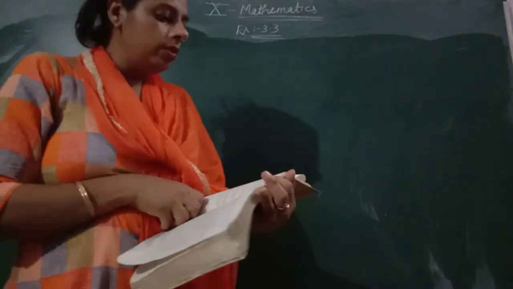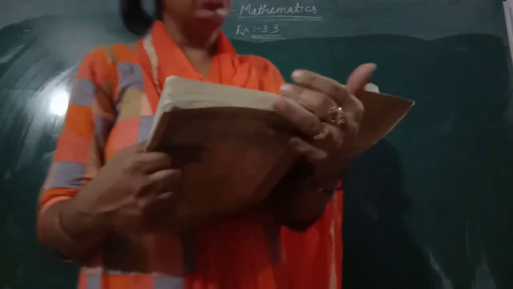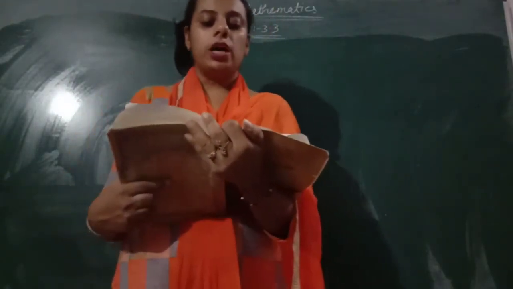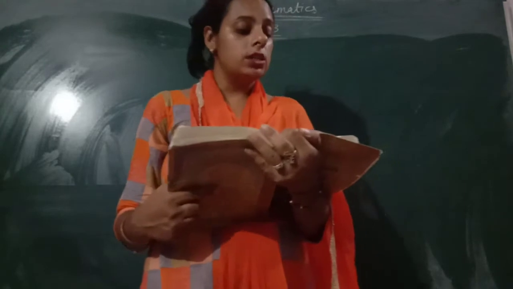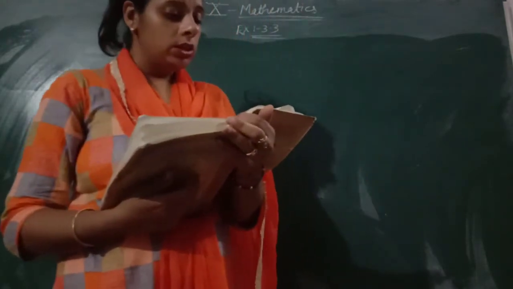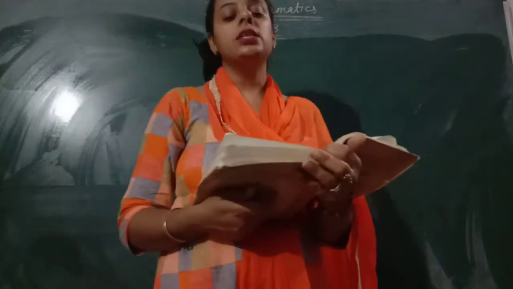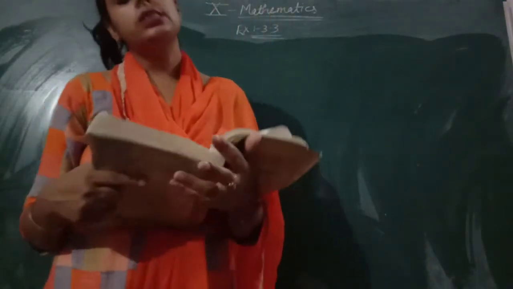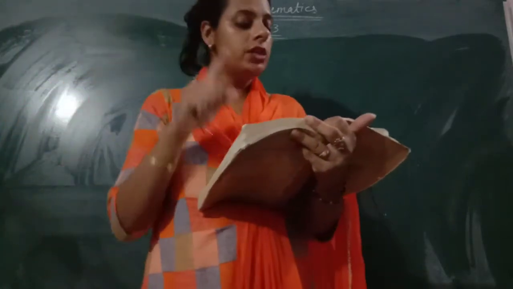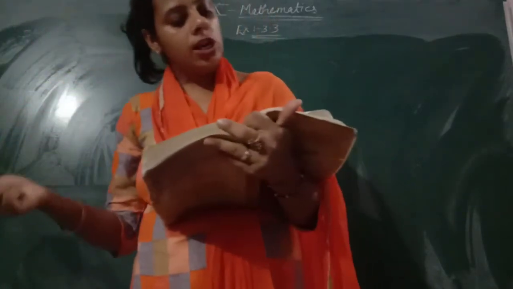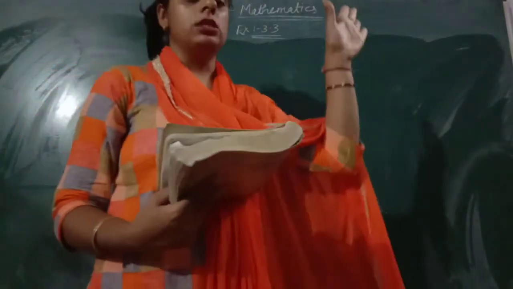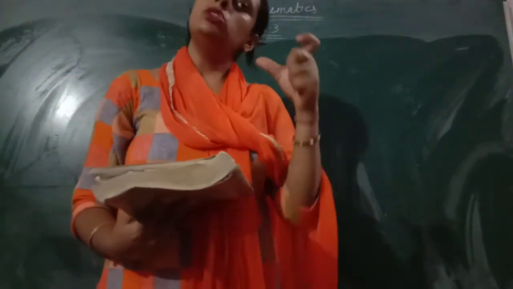Question number 4. The taxi charges in a city consist of a fixed charge together with the charge for the distance covered. What is the meaning of this statement? A taxi's charges in a city include two things. First is the fixed charge, together with the charge for the distance covered. Suppose you want to go a long distance, firstly there is a fixed charge which you have to pay.